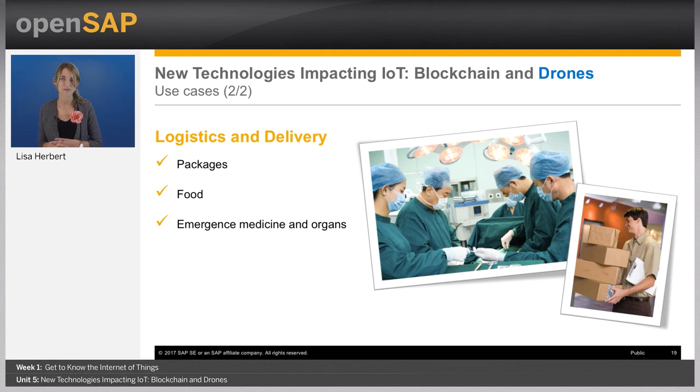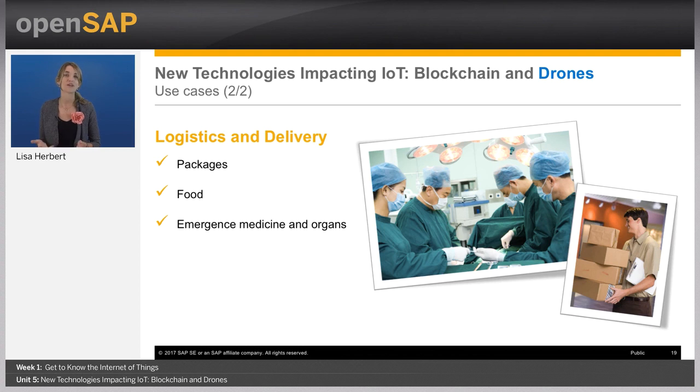Another example is Domino's Pizza in New Zealand. The company has successfully implemented a flying drone that transports pizza. But there's also a very interesting use case in emergency medicine, where the plan is to use cargo drones to deliver urgent supplies like blood and organ transplants to areas which are hard to reach.